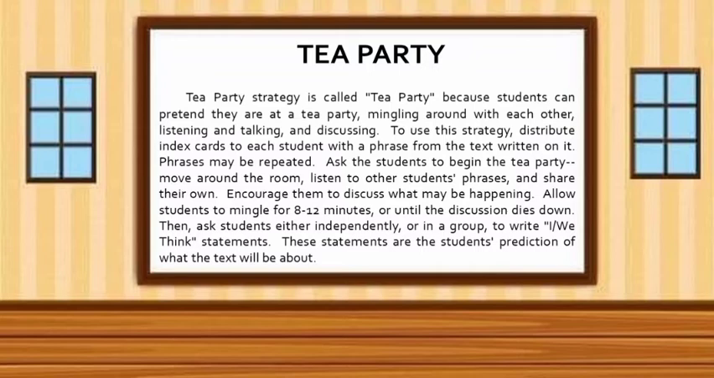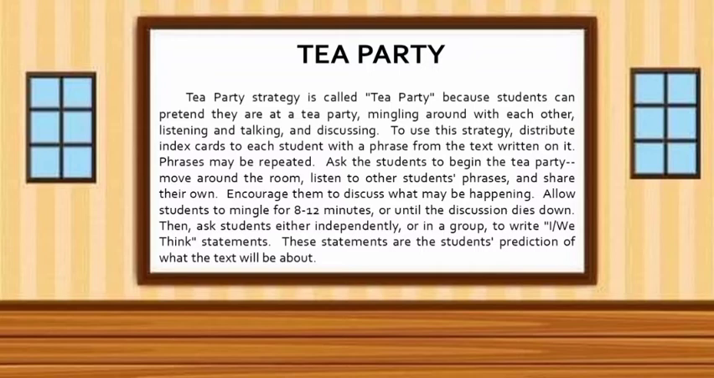Encourage them to discuss what may be happening. Allow students to mingle for 8 to 12 minutes or until the discussion dies down. Then, ask students either independently or in a group to write I, we think statements. These statements are the students' prediction of what the text will be about.